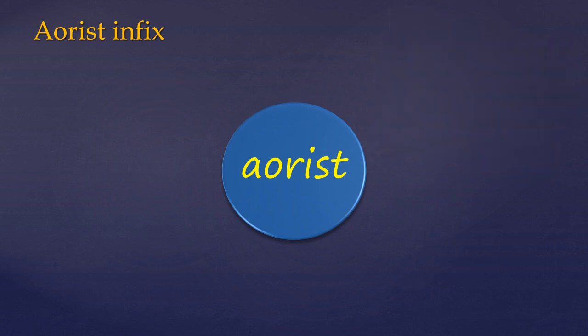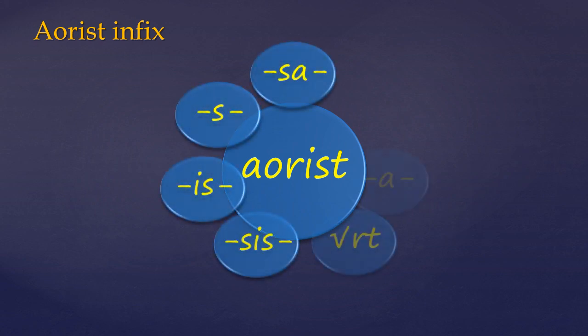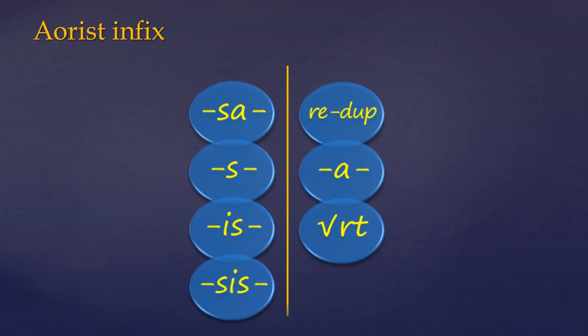So, Sanskrit has 7 types of aorist infix, and we can generally divide these into 2 groups. The first is based on the sibilant s, and the second around the letter a, or the personal endings are added directly to the bare root. With the reduplicated class, the first syllable of the root is repeated, and this class is actually a subset of the a-aorist.